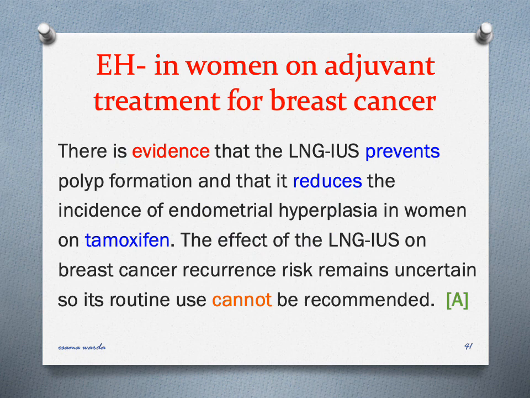There is evidence that the levonorgestrel releasing intrauterine system prevents polyp formation and that it reduces the incidence of endometrial hyperplasia in women on tamoxifen. The effect of the levonorgestrel releasing intrauterine system on breast cancer recurrence risk remains uncertain, so its routine use cannot be recommended.